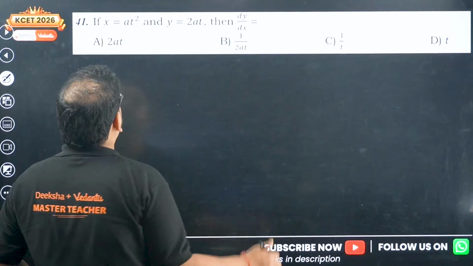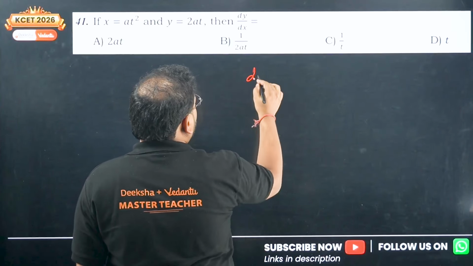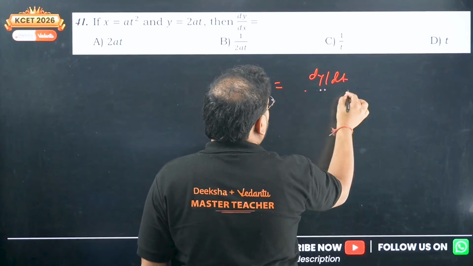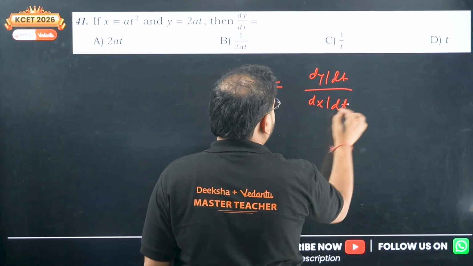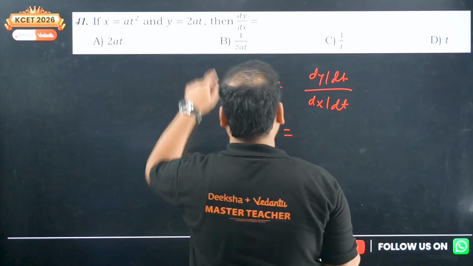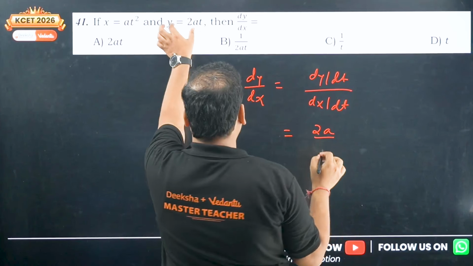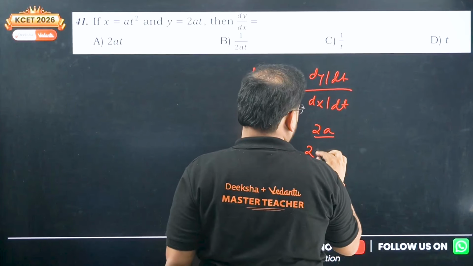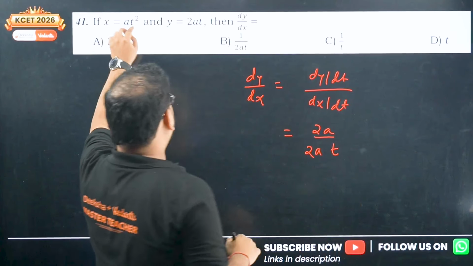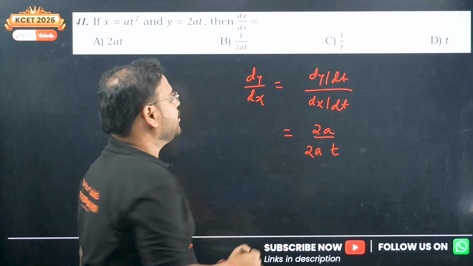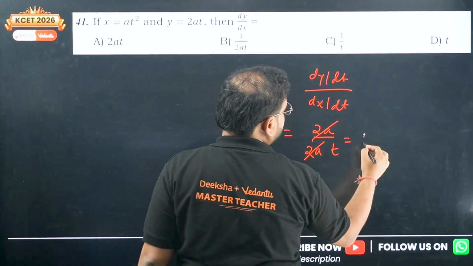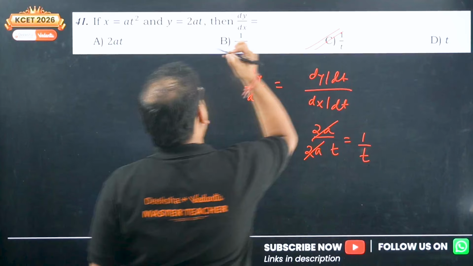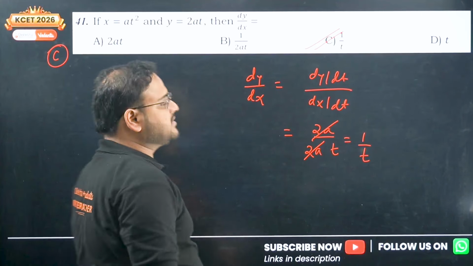Let's solve it. What do we get? We need to find the value of dy by dx. We'll go like this: dy by dt upon dx by dt. Have a look. For this we have 2a. If you differentiate 2at, you'll get 2a, and if you differentiate this one, you'll get 2at, because a is a constant. The derivative of t square is going to be 2t. So 2at, this is cancelled. Answer is 1 by t, which is option number C. I hope this is clear.